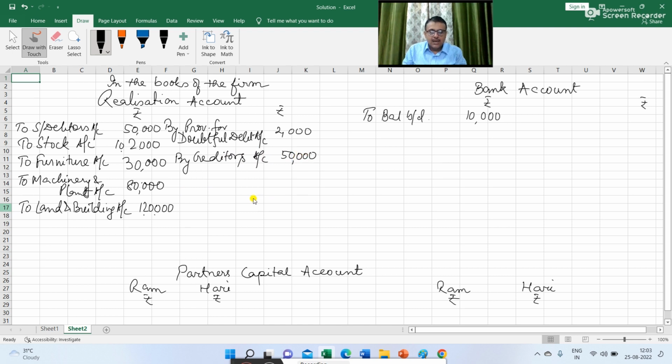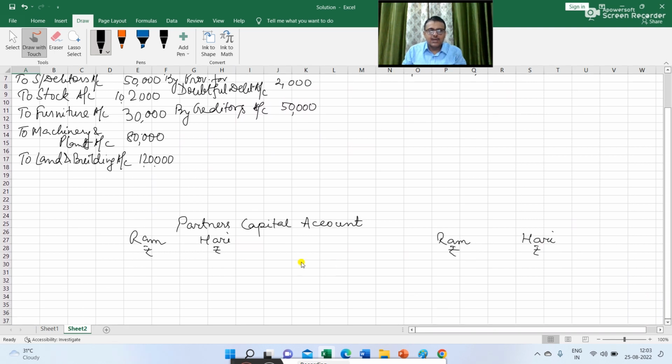Next item is general reserve. So general reserve we have to transfer to partners capital account. So in partners capital account, I am leaving one line because the first line will be recorded regarding the partners capital, and the second line I am recording by general reserve. And the balance of general reserve is 60,000. That will be distributed between the partners Ram and Hari in the ratio of 1:2. So 60,000 will be divided between Ram and Hari in the ratio of 1:2. So that is 20,000 and 40,000.